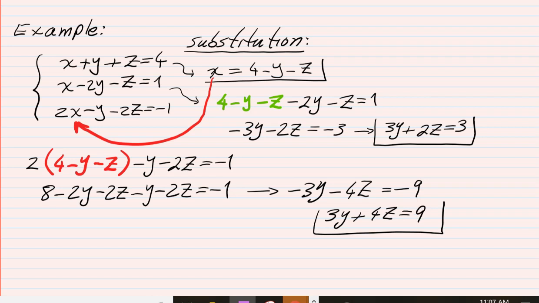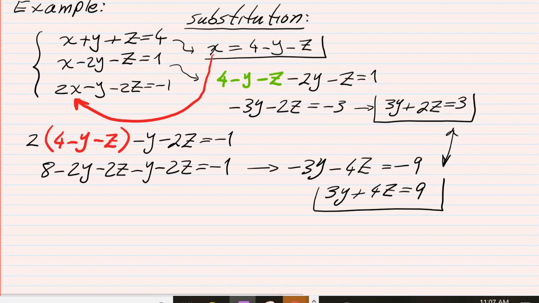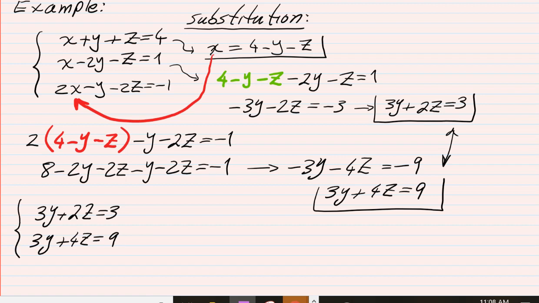Once I have these two equations, I'm going to pair them together. In effect, what we did is reduce the system from 3 equations and 3 unknowns down to 2 equations and 2 unknowns. So this is 3y plus 2z equals 3. What I'm doing now is pairing them together. That's all I'm doing. 4z equals 9. And there.